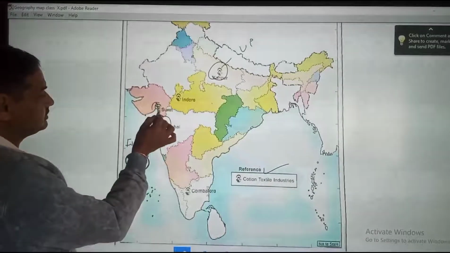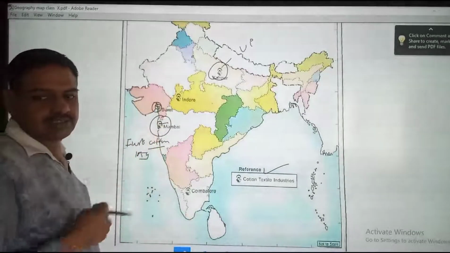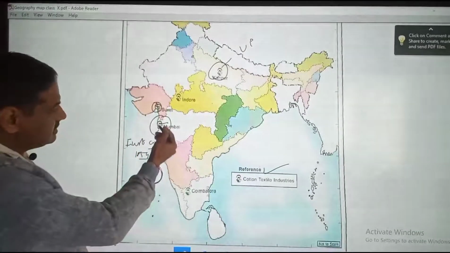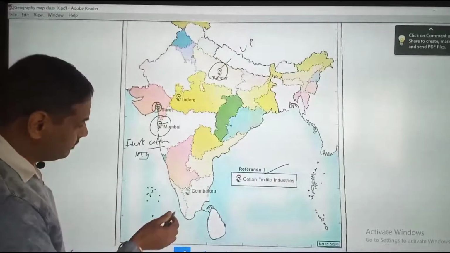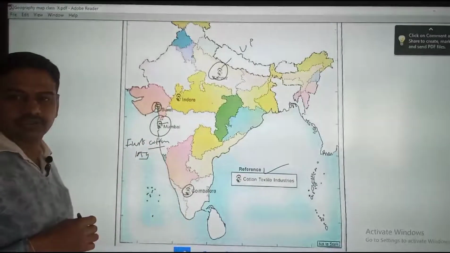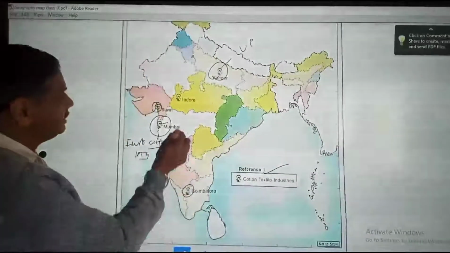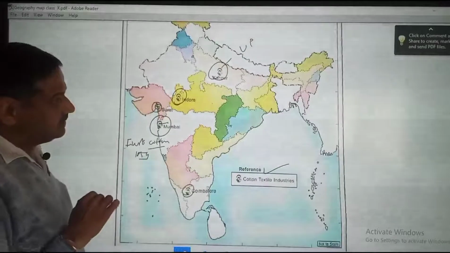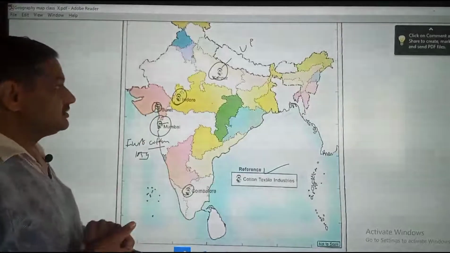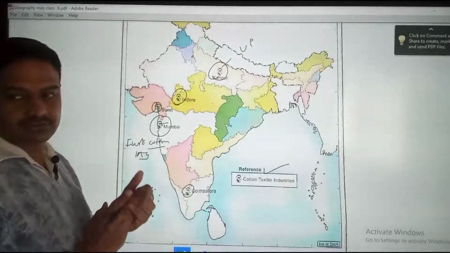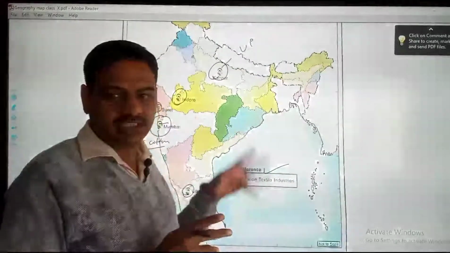Then comes Surat, a port in Gujarat, which is also an important center for the cotton textile industry. Just above Mumbai, on the Arabian Sea coast, there is Surat. Then Coimbatore in Tamil Nadu is also an important center for cotton textile production. And Indore in Madhya Pradesh is also a center for the cotton textile industry. So these are the 5 centers prescribed for this year. The question can be asked from these 5 options given over here.